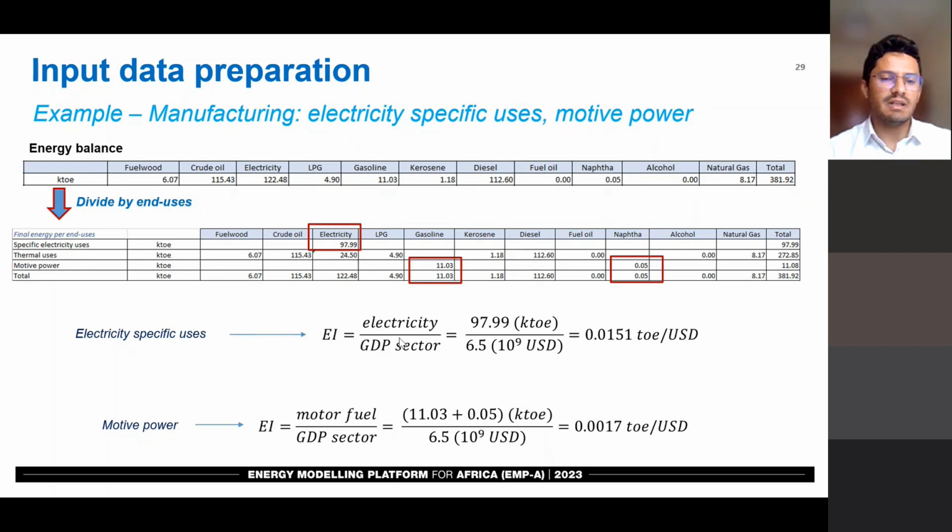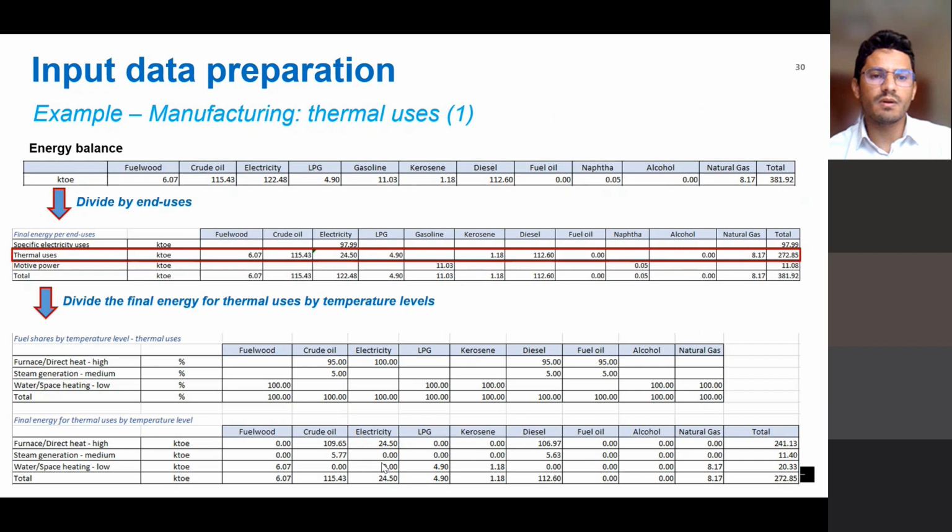Okay, so here we are calculating our energy intensities. For example, for electricity, we will take this 95.99 kiloton oil equivalent and divide it by the GDP of manufacturing, and then we will get our energy intensity for this end use category, electricity specific uses. We will do the same for motive power, but for motive power we will sum up the different motor fuels, and we will divide them by the sectoral GDP again to get our energy intensity. This is the first step, for specific use of electricity and motive power.